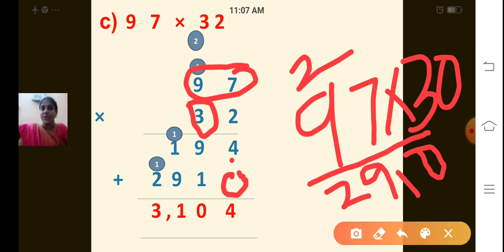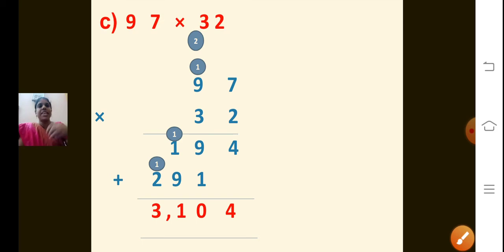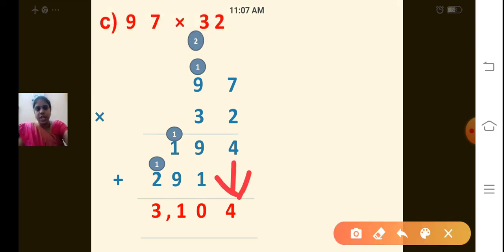Now what we have to do? Now we have to add these two numbers. Shall we add these two numbers? Now let's add from the ones place. 4 plus nothing is there, so just bring it down. Then 9 plus the tens place, 9 plus 1. After 9, 10. 0, and 1 will be carried over.